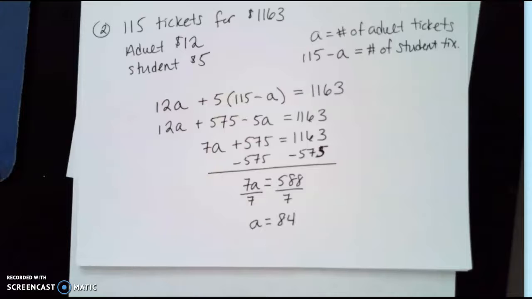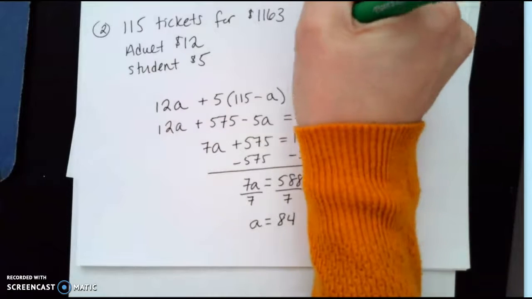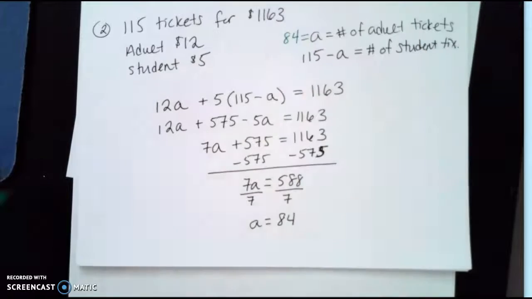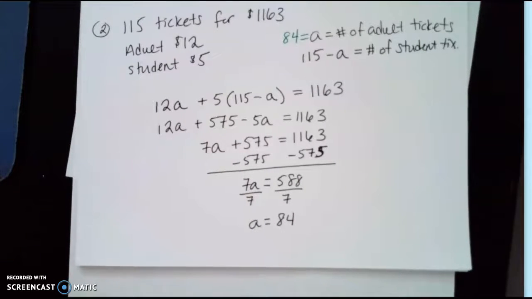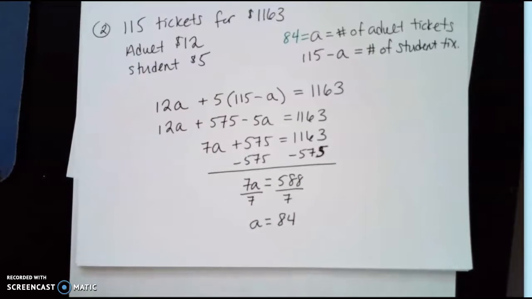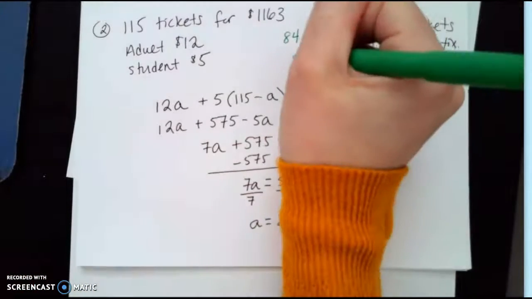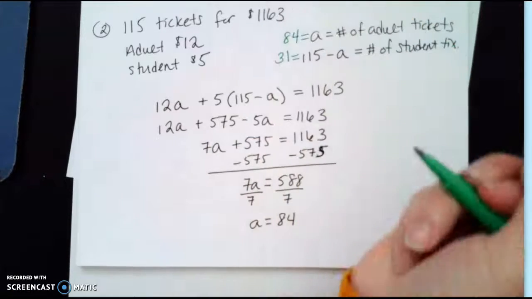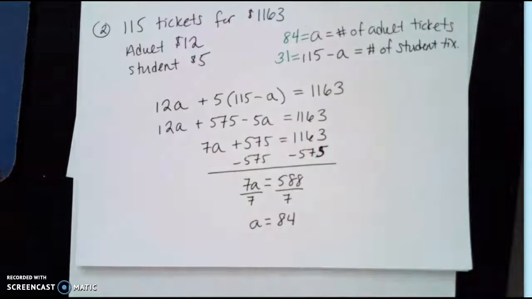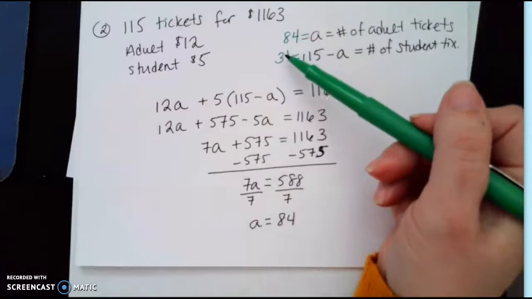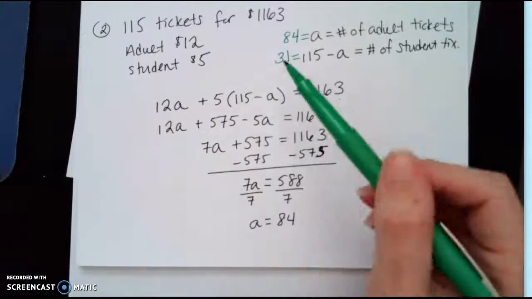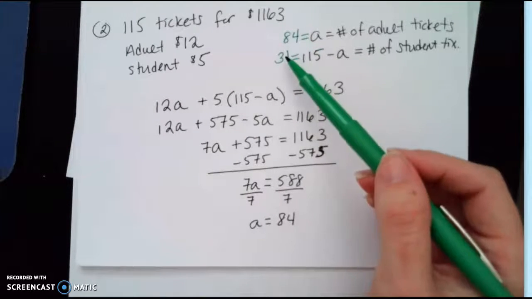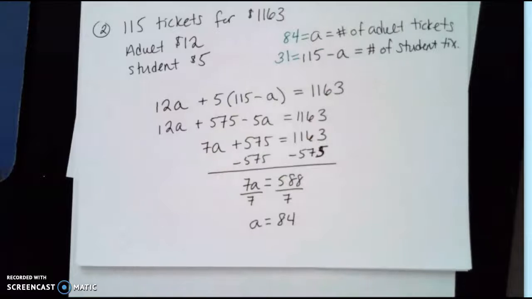And if I needed to get the number of student tickets, I would subtract the 84 from 115. And 115 minus 84 gives me 31 in total. So 31 student tickets and 84 adult tickets. Again, just verify that if you add those together, you should get 115, and you could even do a quick check by multiplying each of those by their respective values and totaling that as well.